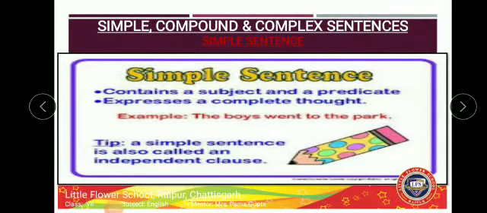Hello student, today I will explain to you simple, compound and complex sentences. The first is the simple sentence. The first question that will come to your mind is, what is a simple sentence? A simple sentence contains a subject and a predicate and it expresses a complete thought.